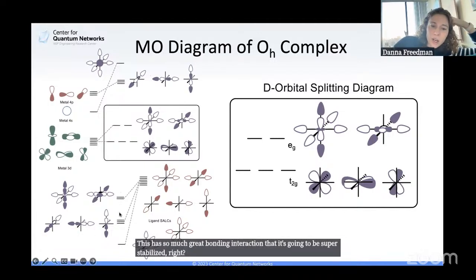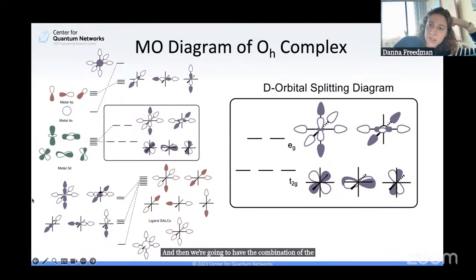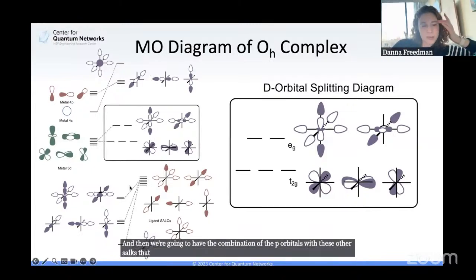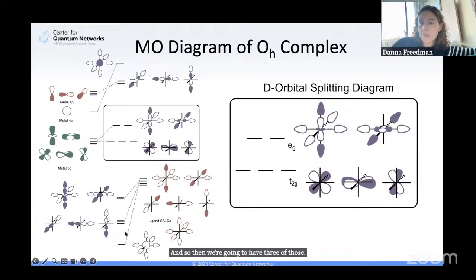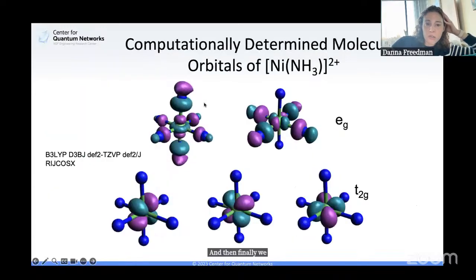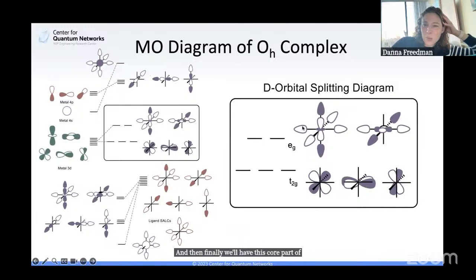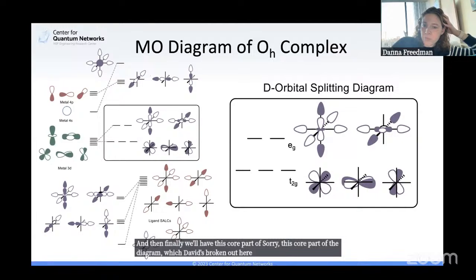And then we're going to have the combination of the p orbitals with these other SALCs that looked just like p orbitals. And so then we're going to have 3 of those. Then we'll have the bonding set of these where we have the dz squared and x squared minus y squared, and they interact. And then finally we'll have this core part of the diagram, which David's broken out here, where you have the orbitals in the molecular orbital diagram with the d orbital parentage.